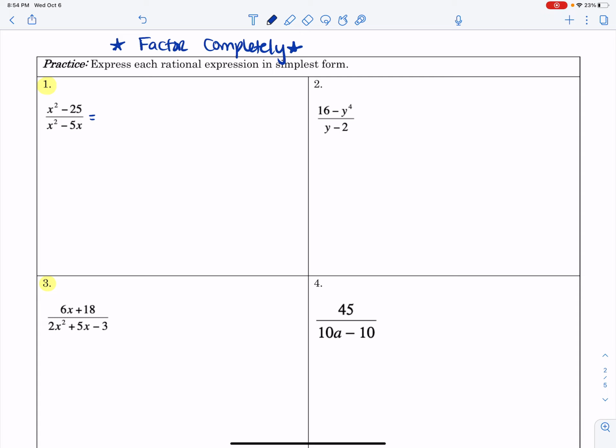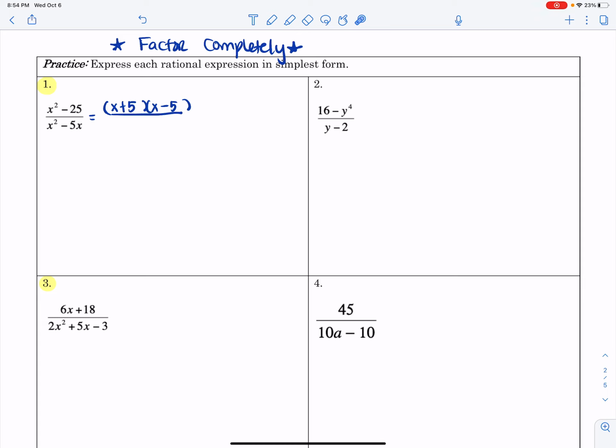So as I take a look at the top of this one, I see 2 terms. There's no GCF. They're both perfect squares with a subtraction in the middle. So that's how I know that this is going to be a difference of squares problem. This will factor to be x plus 5, x minus 5.